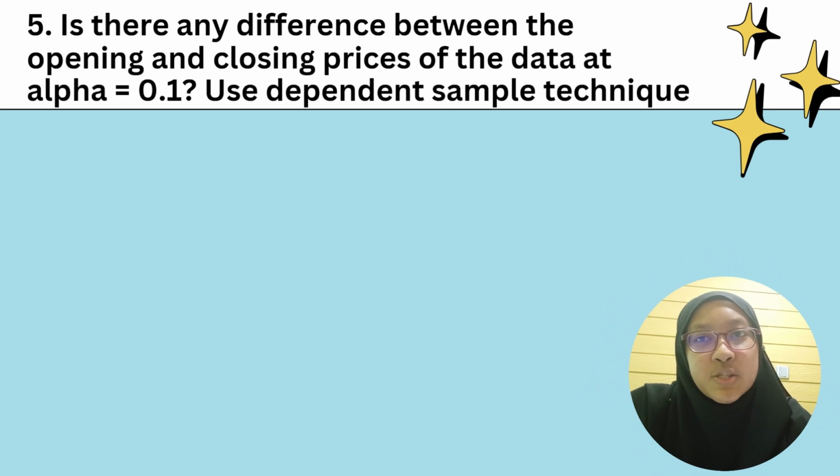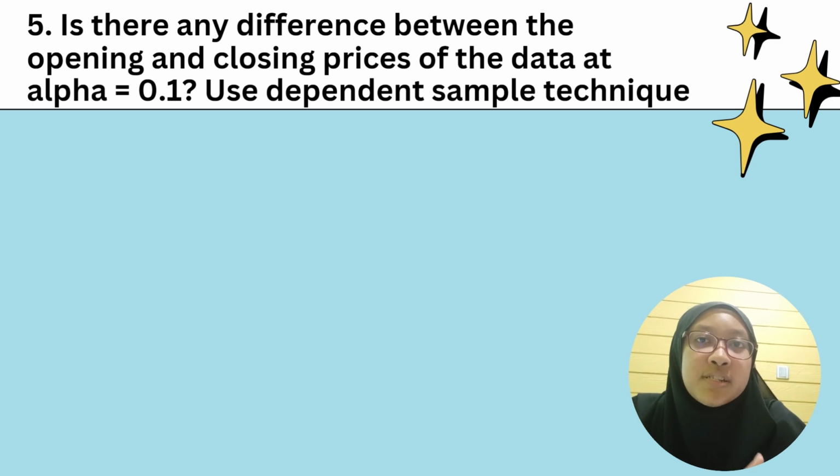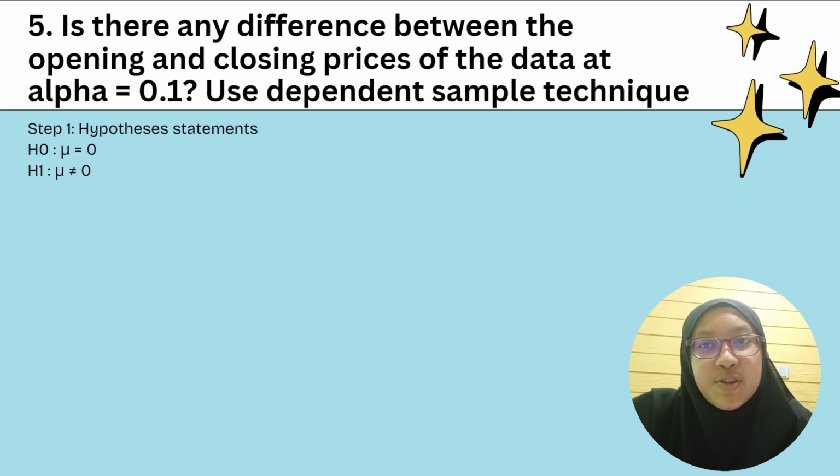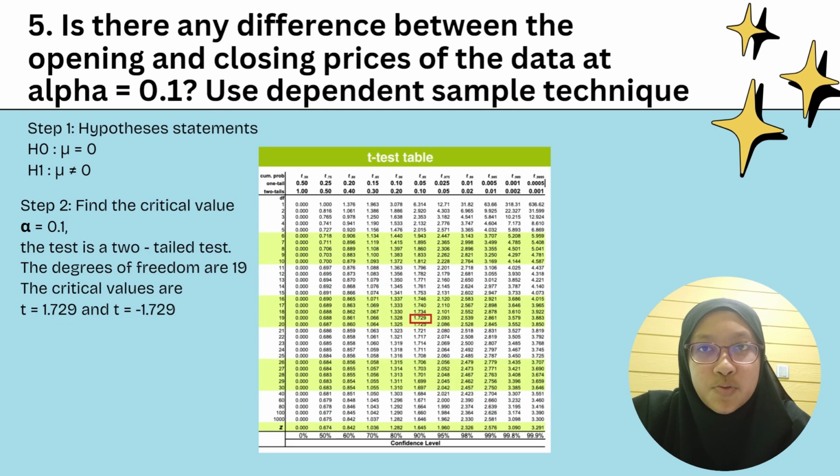Okay, the last question is question 5. Is there any difference between the opening and closing prices of the data at alpha equal to 0.1? Use the dependent sample technique. So for step 1, we do the hypothesis statement. H0: mu equal to 0 and H1: mu not equal to 0. Step 2, find the critical value. The alpha given is 0.1, so the test is a two-tailed test, and the degree of freedom is 19. So we can find the critical value in the t-test table, and we get 1.729 and negative 1.729.